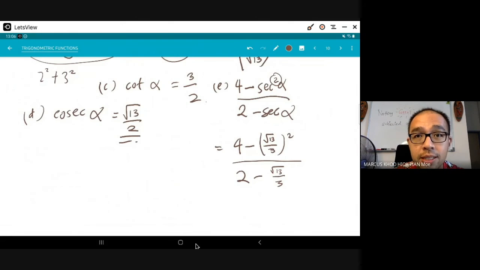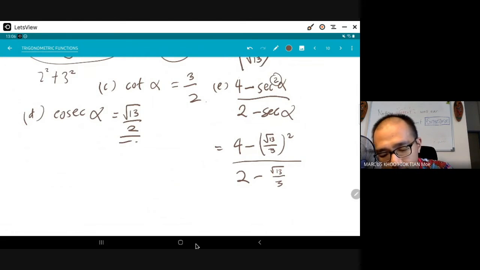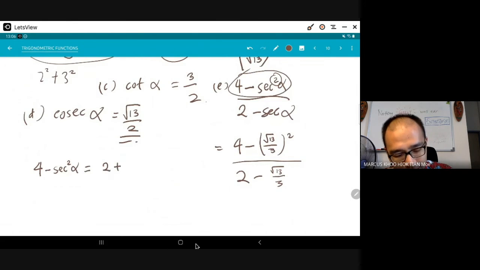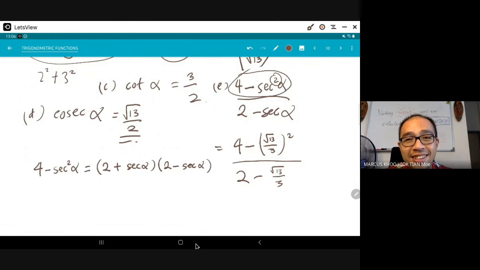Another way to do this, and this is probably a good time to introduce you to this lah, is to use our good old friend algebra. Actually 4 minus secant squared alpha is the same as 2 plus secant alpha, 2 minus secant alpha. I'm going to pause here to let it sink into your heads first, okay? Because this is something that is like totally loud.